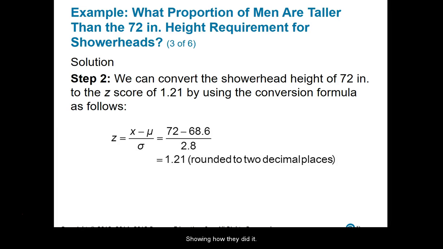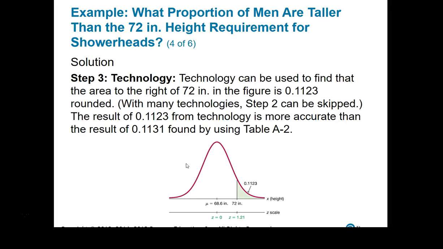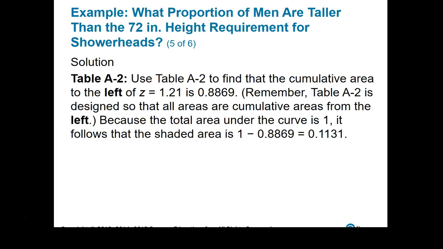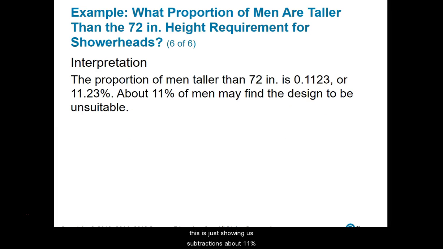And this is showing how they did it. Z is x, 72 minus mu, 68.6 divided by 2.8 gives 1.21. That is the z-score that we looked at. They looked up the z-score in Table A-2 and subtracted that from 1, and that gave us our 0.1123. Now, some z-score tables will also let us choose to the right or to the left for the z-score. Interpretation, about 11%, the design would be unsuitable.